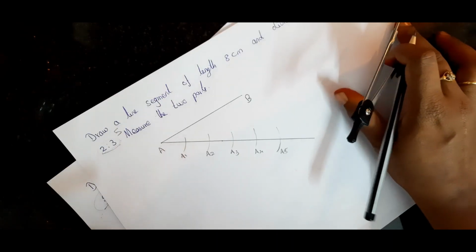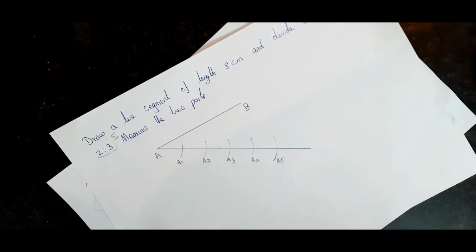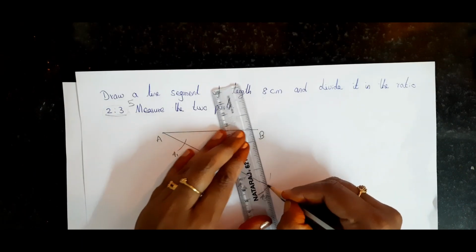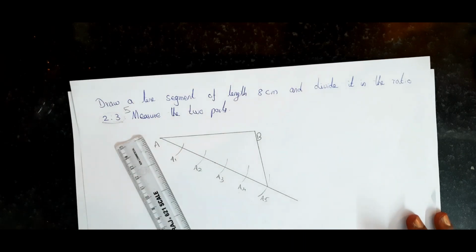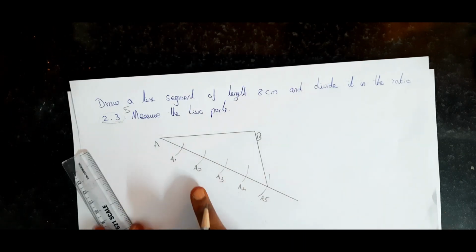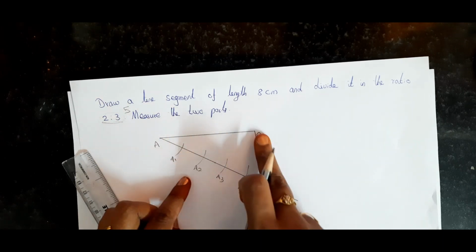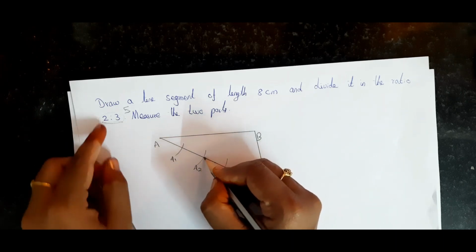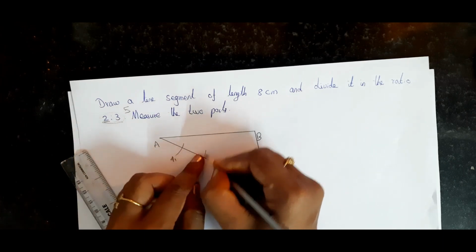Right. So next we have to join this A5 and B. So using scale we have to join these points. Okay, I joined. So now what should we do? From A2 we need to draw the parallel line. That line is parallel to BA5. So why from A2? Because in the ratio the first value is 2. So from A2 we need to draw the parallel line.